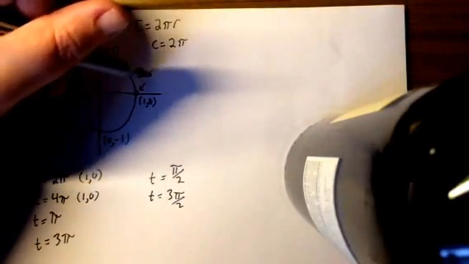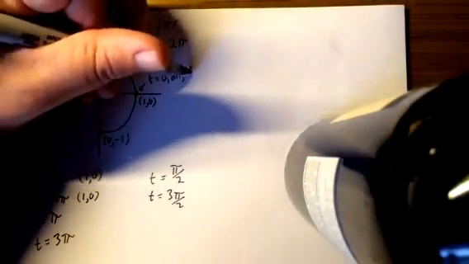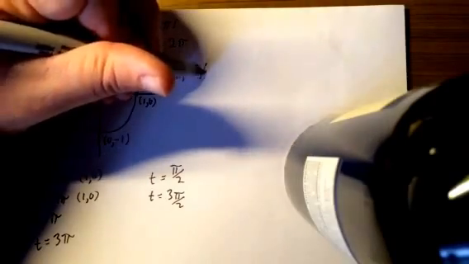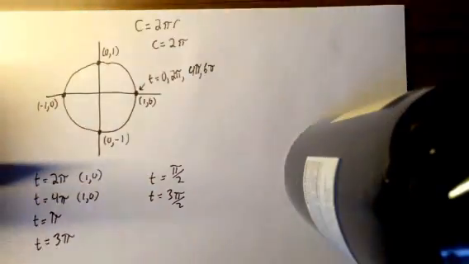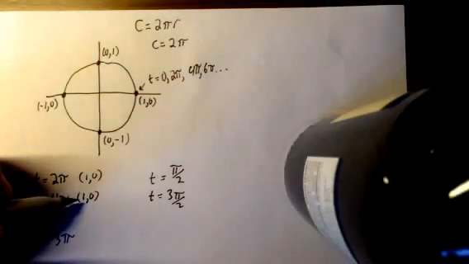If I go pi, I'm not going all the way around the circle, right? So this is my starting point. This is where t is going to equal 0, 2 pi, 4 pi. If I go around again, I would get 6 pi, and so on. All of those are going to have the same 1, 0 point.